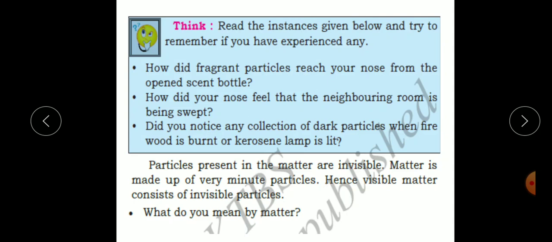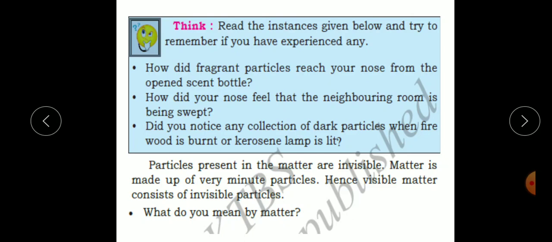Think, read the instance given below and try to remember if you have experienced any. How did fragrant particles reach your nose from the open scent bottle? When you open a scent bottle, a very nice smell comes. You know that, students. When you open a perfume bottle, a very nice smell comes.